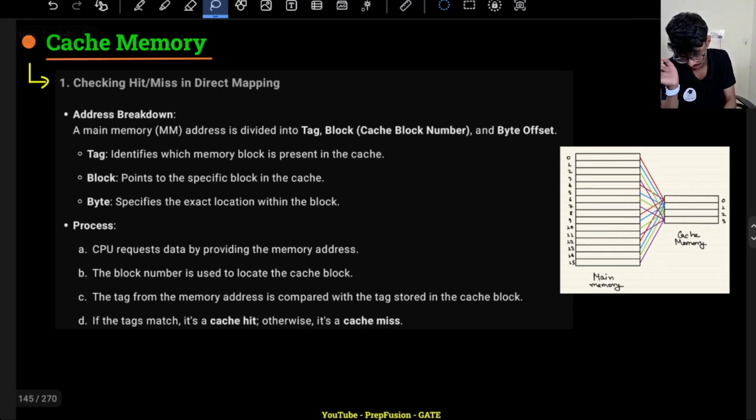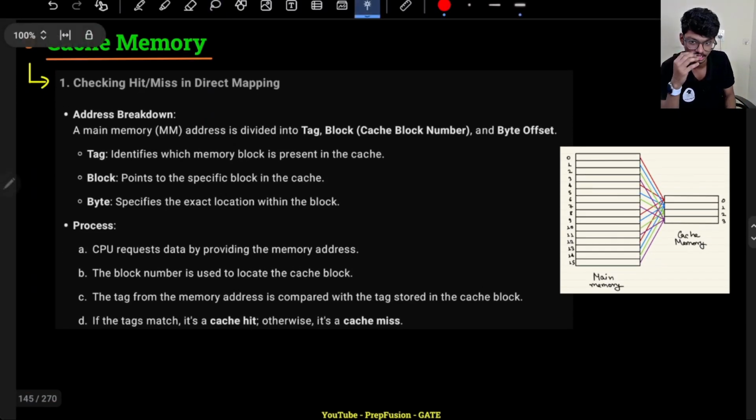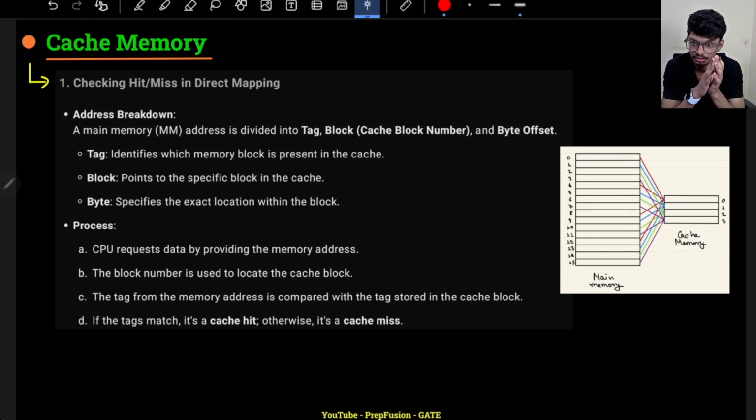First, we will discuss how I check hit and miss in direct mapping. Depending on the procedure, how do I check hit and miss? With the help of that procedure, we will design our hardware. So how do I check?